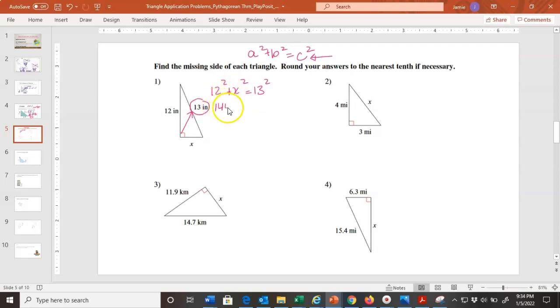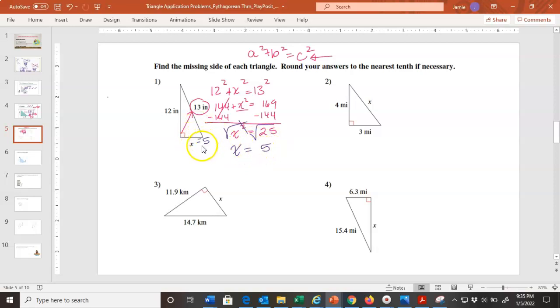So 12 squared is 144. And 13 squared, I believe, is 169 if I remember correctly, but I'm going to grab my calculator. Yep, it is. And we're just going to keep getting the x by itself, so we'll subtract the 144 from both sides. We get 25. Now remember, to get rid of a squared, to get this x all by itself, we're going to do the inverse, which is square rooting. So square root of 25 is 5.